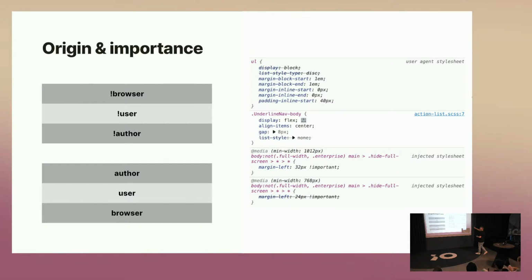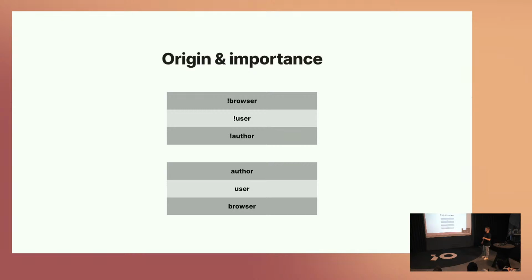Well, let's take the DevTools. For instance, the first block that you see, that UL property comes from the user agent style sheet. That means it comes from the browser. It's unimportant, so that means it's at the bottom. So most likely, this display block will be overridden by something like this display flex that's set on a class that is being defined by an author. And then, if we take a look at the lower two, these are injected style sheets that come from the user, and they have the important property. So that means it's in this layer, so that means that these margin lefts will override all these properties. So that's origin and importance.